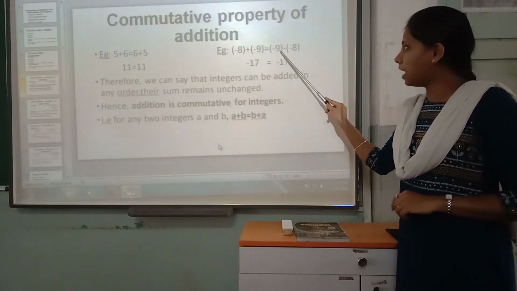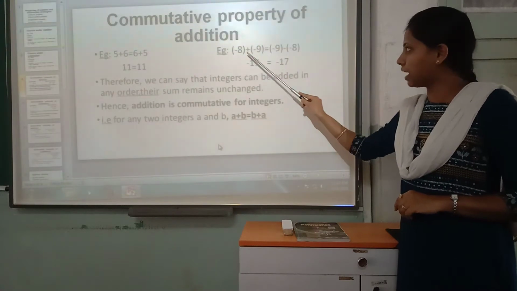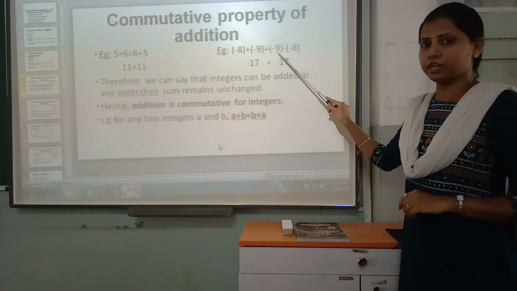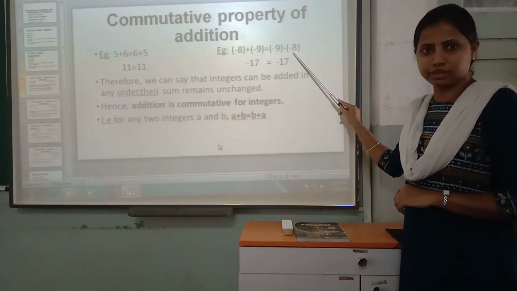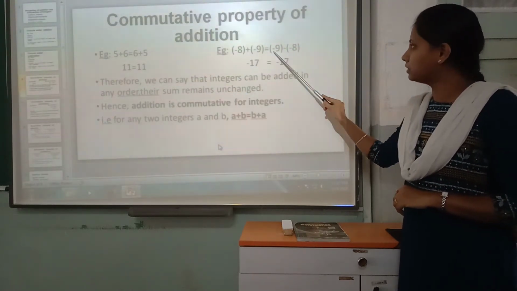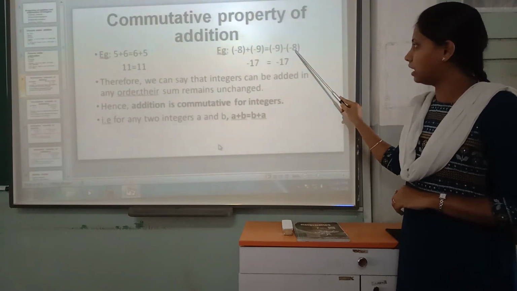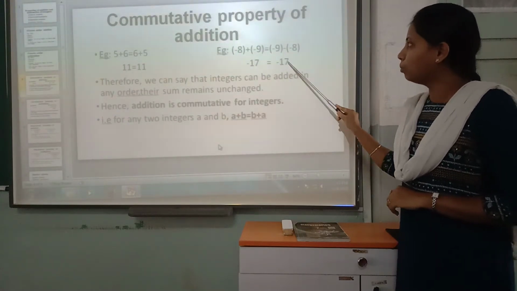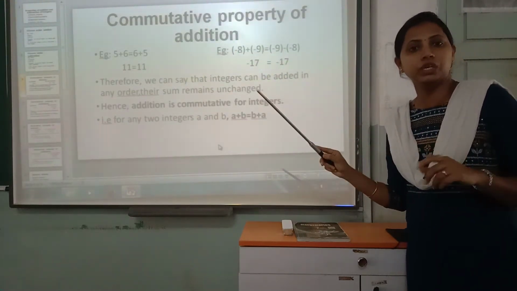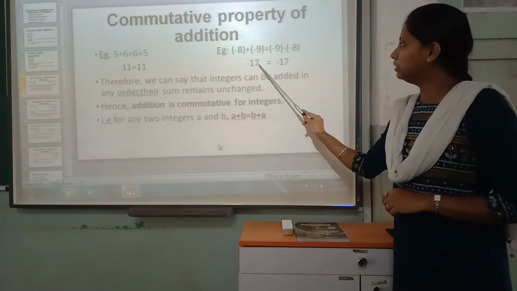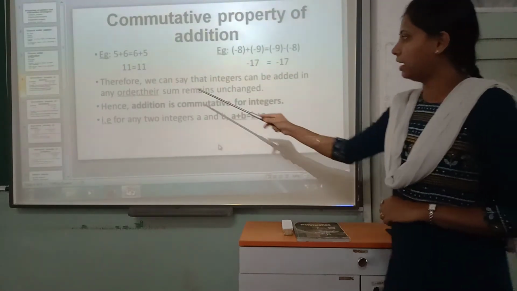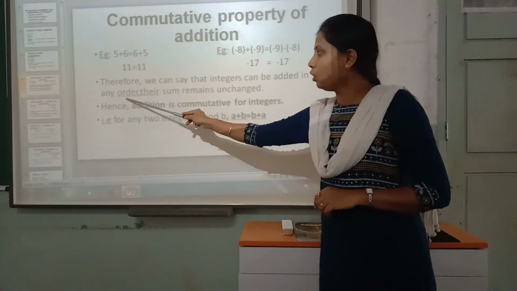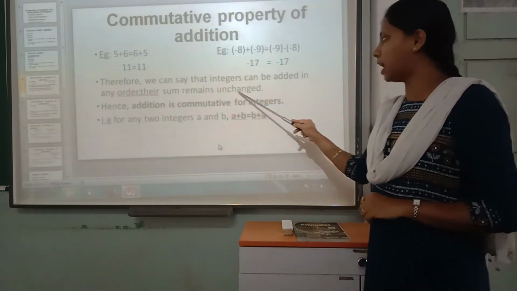Now in the RHS I have changed their order. Here -8 was first, -9 was next. Here I have written -9 first and -8 next to -9. When I add these two, -9 plus -8, I get -17. Again you can see both are the same. You add the integers in any order, the sum you get will be the same. Therefore, we can say that integers can be added in any order. Their sum remains unchanged.